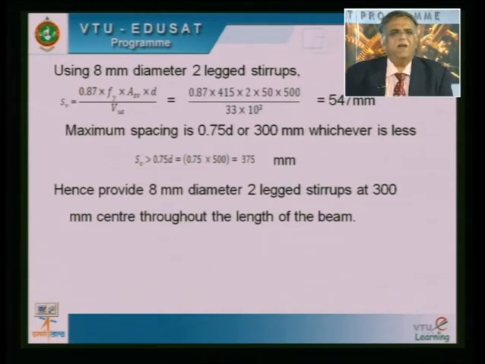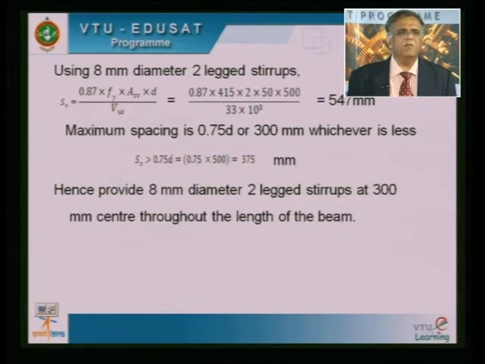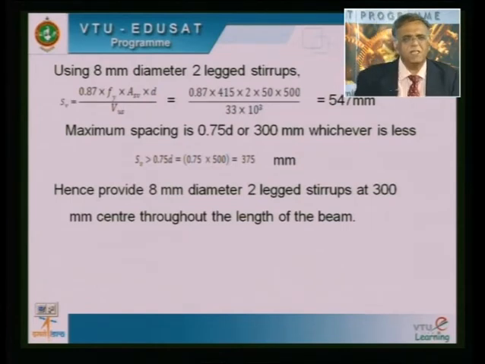So once I calculate the value of spacing, I am going to simply compare this with the maximum spacing that is allowed as per the code. This time I have got a very high value like 547 mm. I cannot keep this, but unless I check this, I cannot say that. So the next thing is checking for maximum spacing of vertical shear reinforcements.